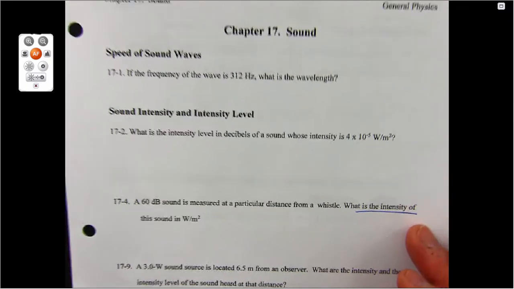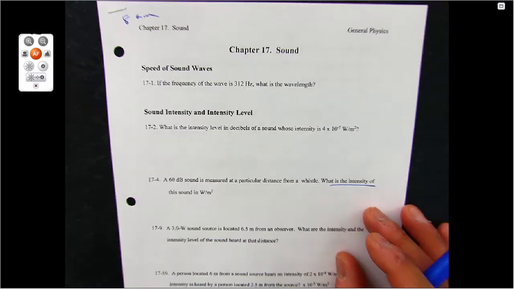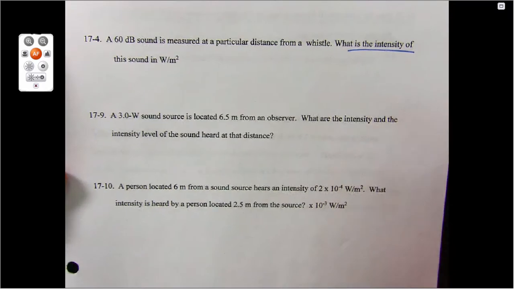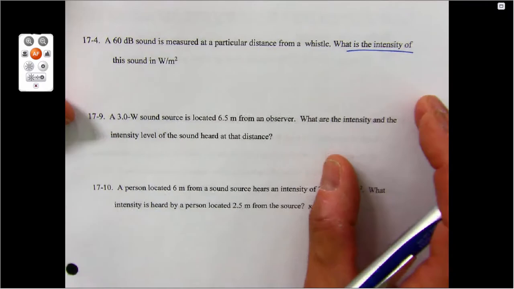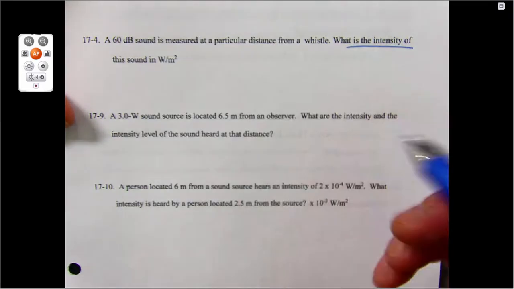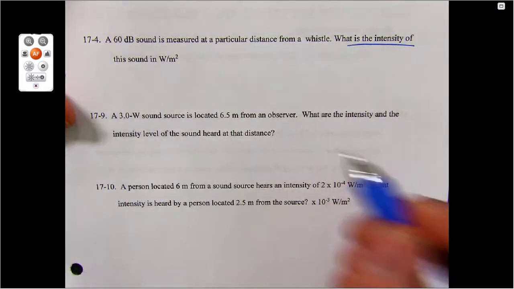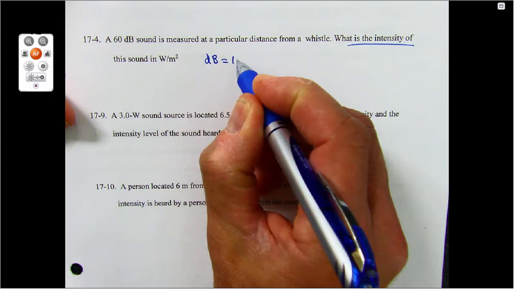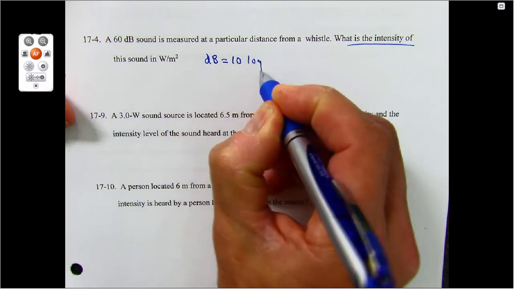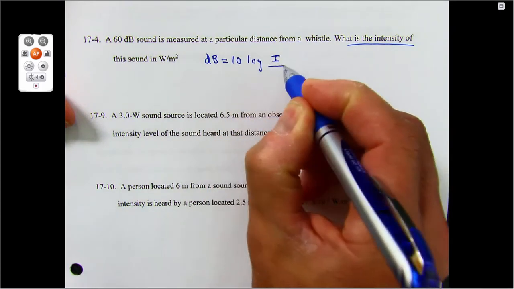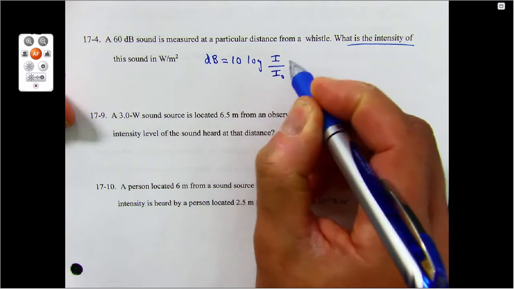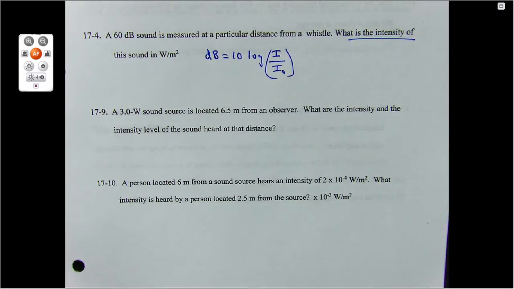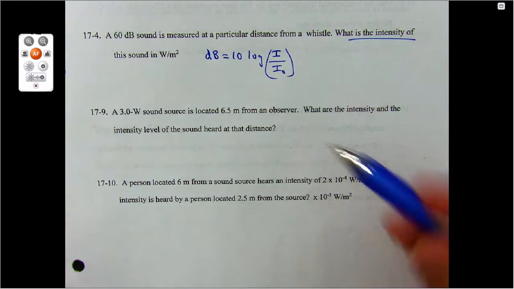Okay, we're on chapter 17. We're going to do this sound question right here. A 60 decibel sound is measured at a particular distance from a whistle. What is the intensity of this sound? So we know, hopefully, decibels is equal to 10 log of my intensity over my intensity sub O, which is 1 times 10 to the minus 12 watts per meter squared.